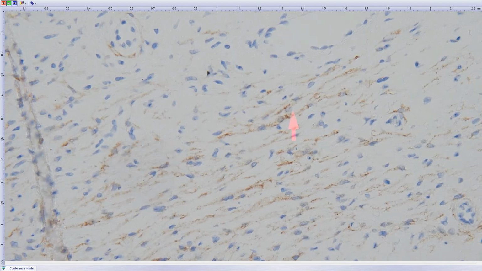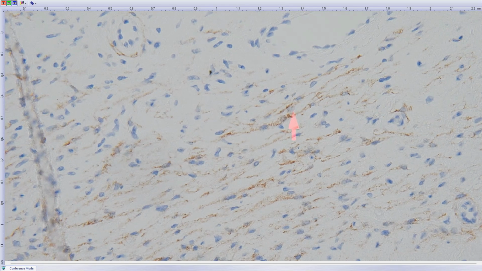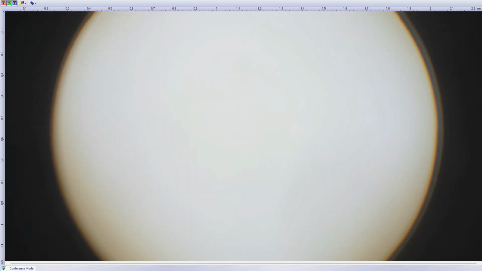But in any case, in some areas you can see quite significant positivity in the thin, wavy, long spindle cells, which seems to represent perineurial differentiation. This area is very good, very illustrative. So it seems the second subset of spindle cells is basically perineurial cells.